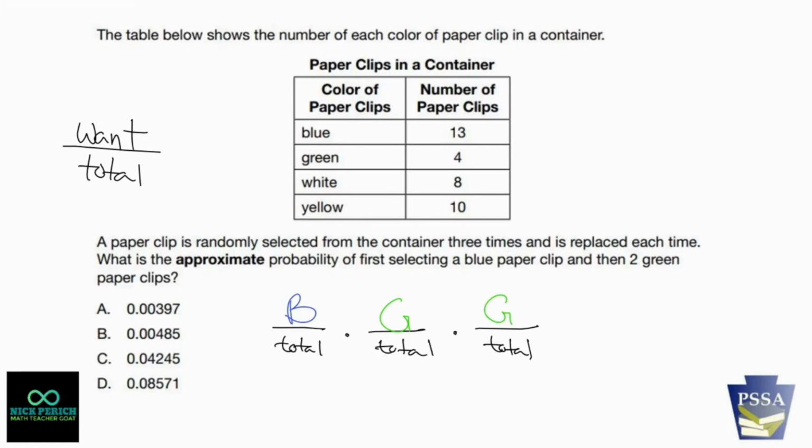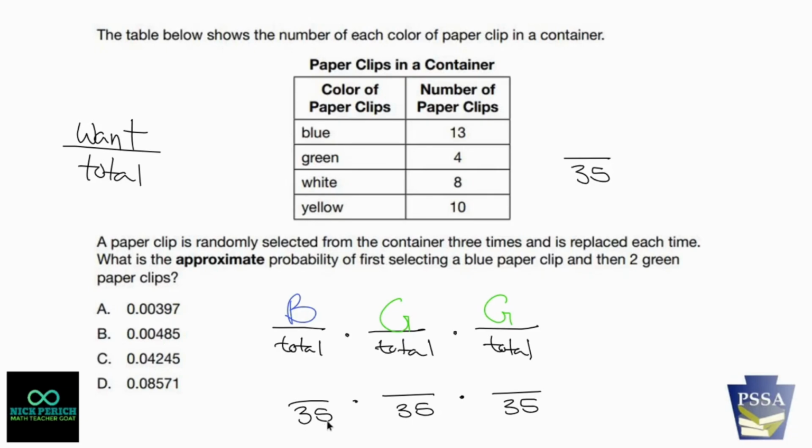Now we need to find the total. And the way we find the total is we add up all of these. So 13 plus 4 is 17. 17 plus 8 is 25. And 25 plus 10 is 35. So my total amount is going to be 35. That's my total. All right, so whatever out of 35 times whatever out of 35 times whatever out of 35.